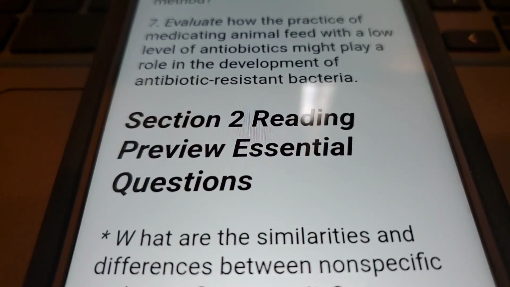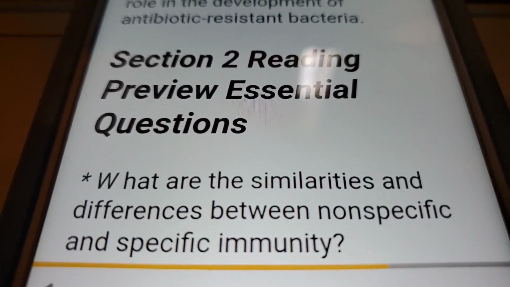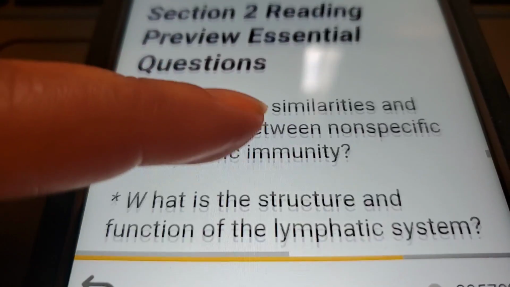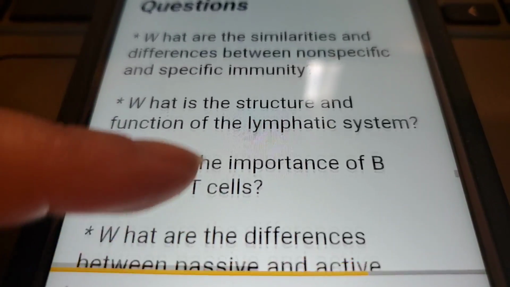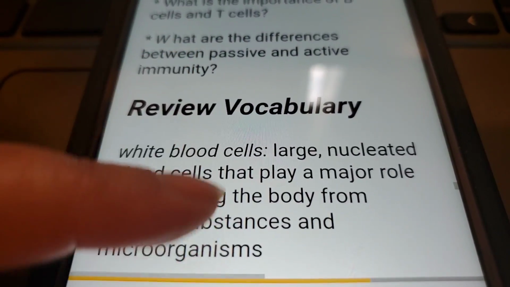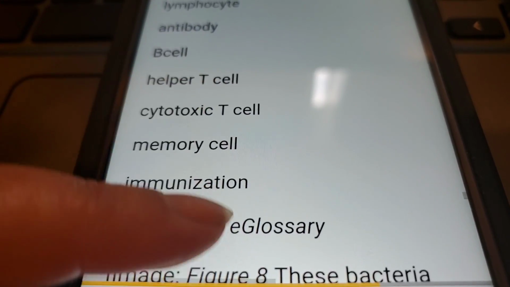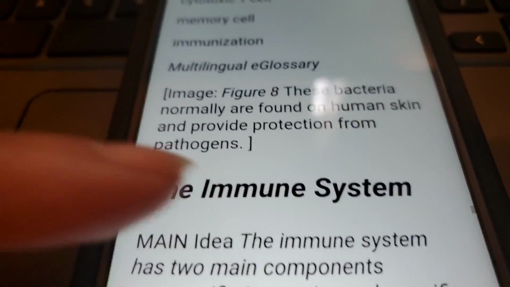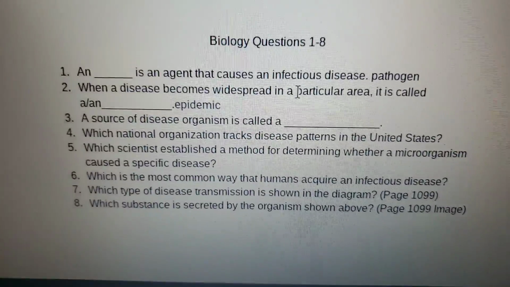Okay, section 2, reading preview, essential questions. What are the similarities and differences between nonspecific and specific immunity? What is the structure and function of the lymphatic system? Okay, so these are other questions and new vocabulary. So we're going to stop there. I think we were able to answer a good portion of these.